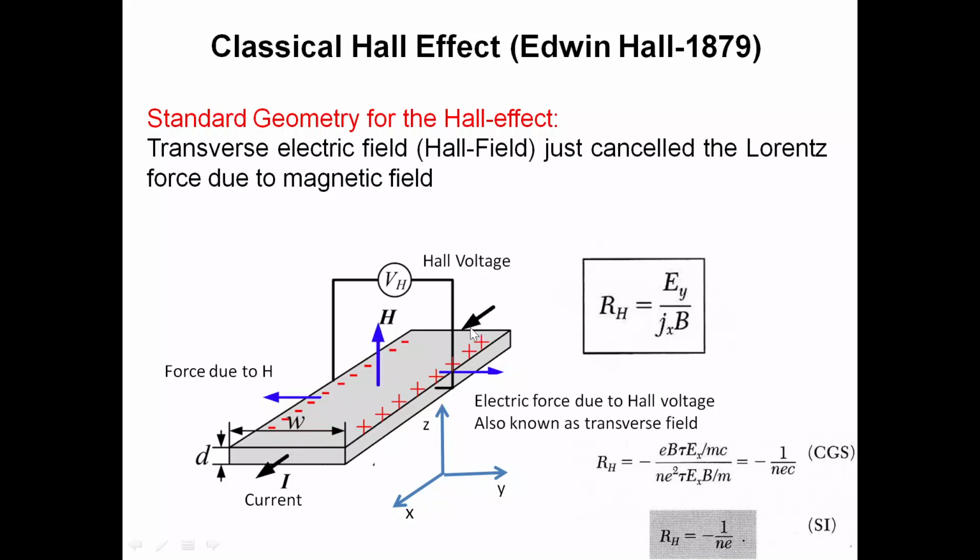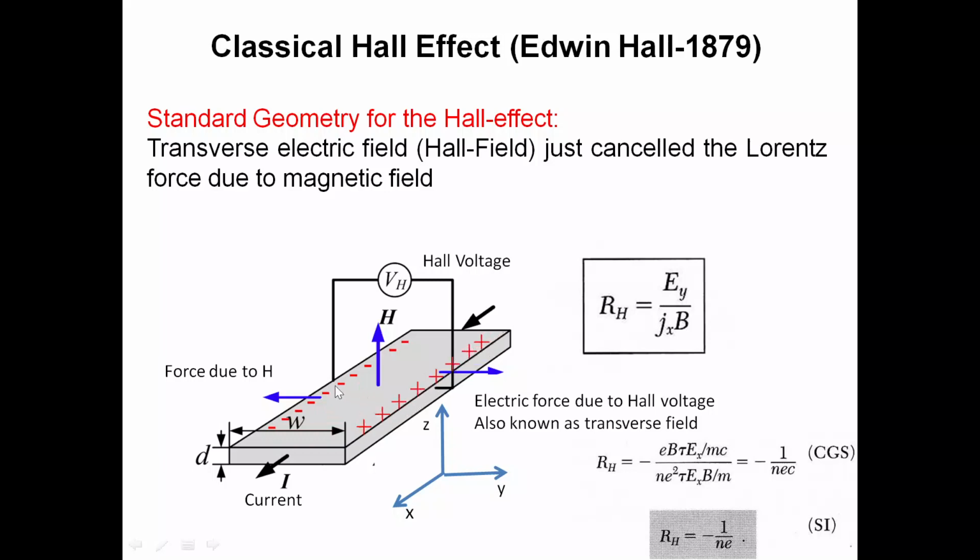Because the charged particles are moving under the influence of the applied voltage along the x-axis, in the presence of the magnetic field there is a force, that is the Lorentz force, on the moving charged particles due to this magnetic field. Because of that Lorentz force, the negatively charged particles are accumulating here and the positively charged particles are accumulating over this end.